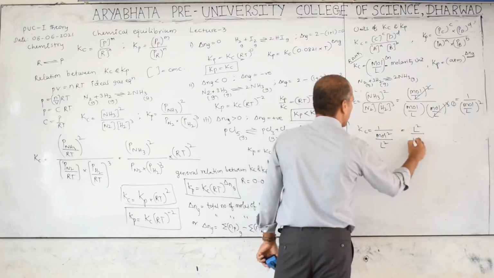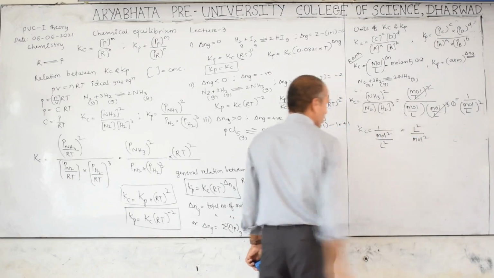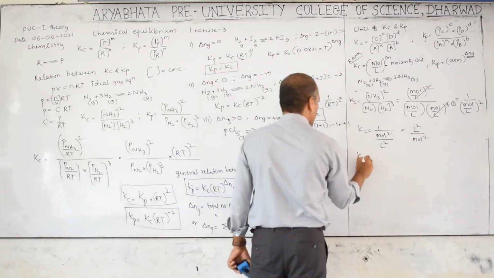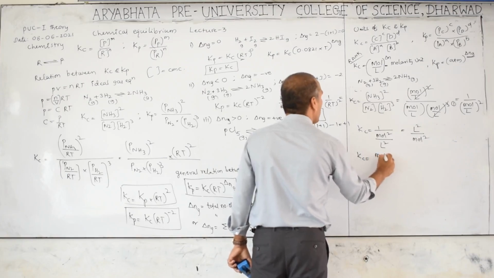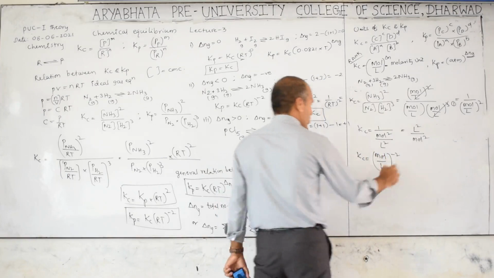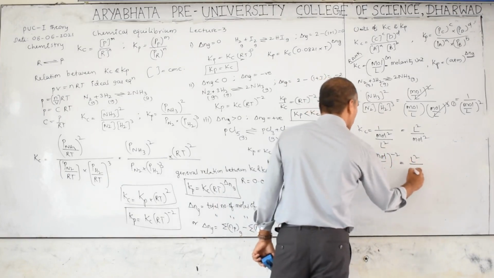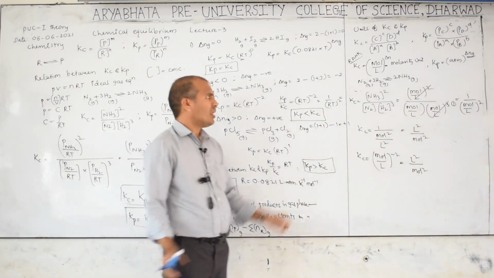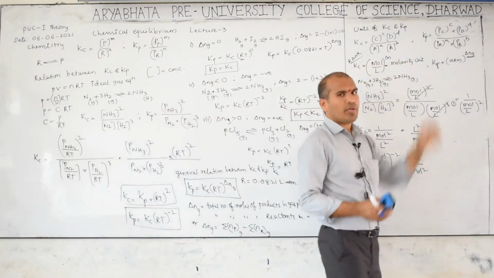This is mole square. Correct. If you use this one, Kc is equal to mole per liter whole power -2. When you reverse, this is liter square by mole square. This is the answer. Okay, like this we can use for Kp also.